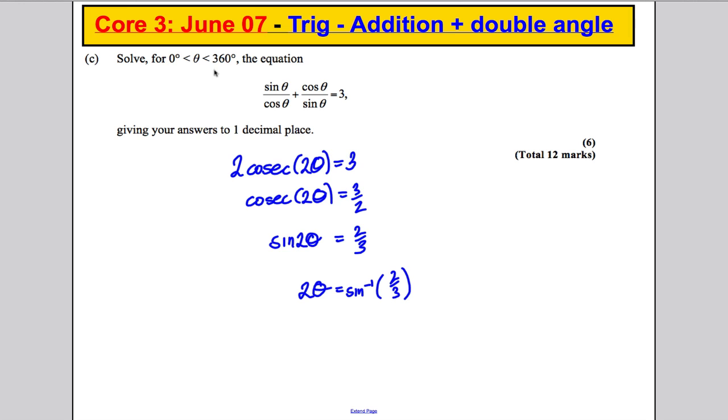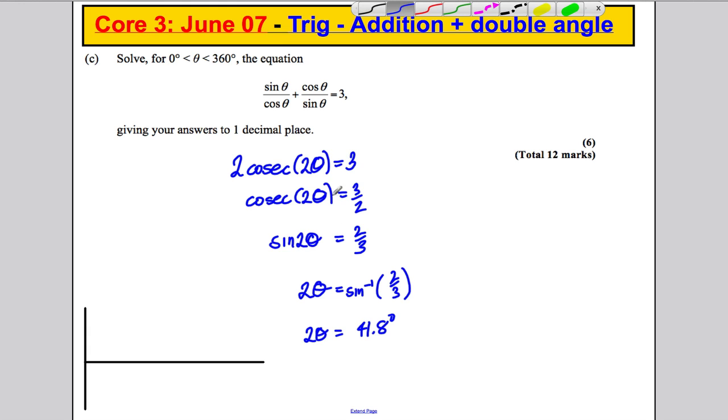We're solving between 0 and 360. So if you do that on your calculator, the inverse sine of 2/3, and your calculator must be in degrees mode for this, you get 41.8. 2 theta is therefore 41.8 degrees. Let's draw our graph out just to check our other solutions. Now we're looking for solutions between 0 and 360, but because we're dealing with 2 theta, we double this domain, and then we can halve it at the end.